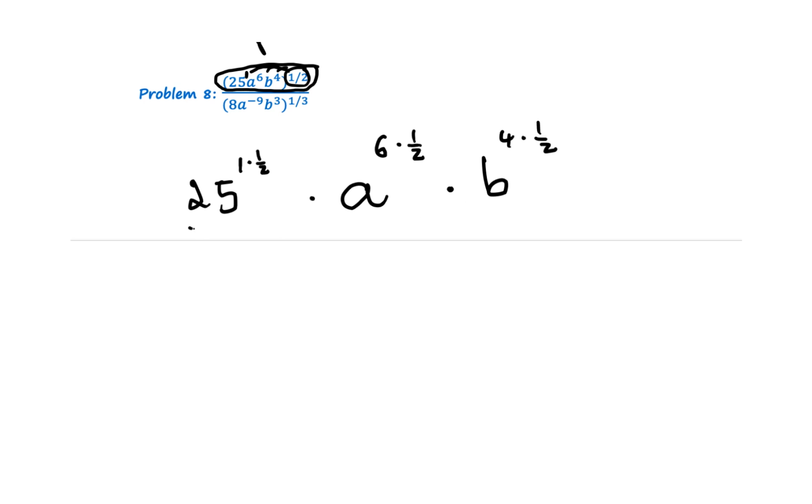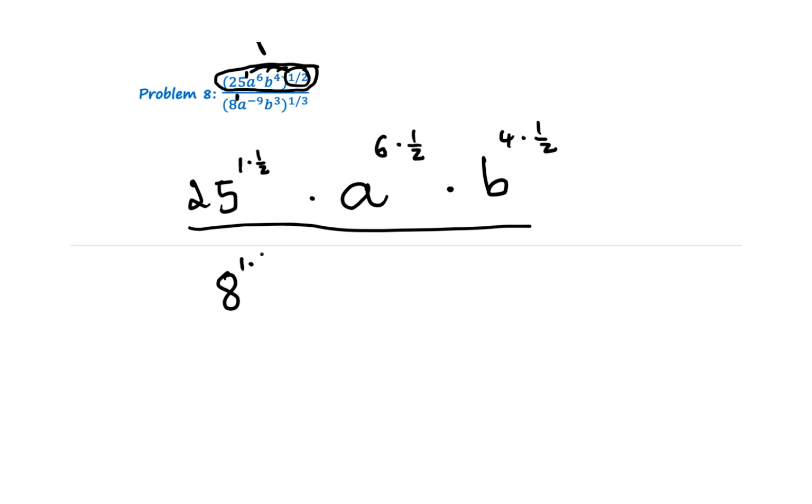All right, so we'll do the same for the denominator. Since it's only 8, I will have 8 to the power of 1 and then distribute. So that will be 8 to the power of 1 times 1/3, times a to the power of negative 9 times 1/3, times b to the power of 3 times 1/3.